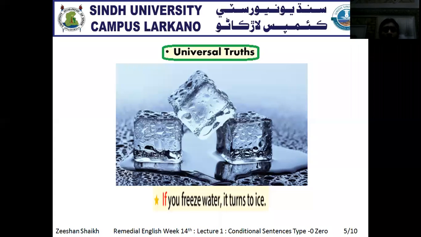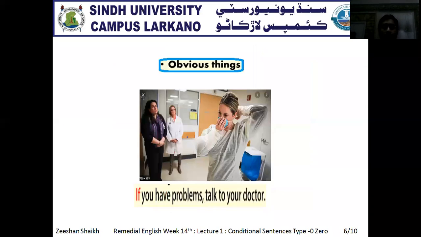Now, why do we call this a universal fact? Because it is given by Allah Subhanahu wa Taala. It is given by the universe. That's why it is known as a universal truth. Clear? Now the second one is the obvious truth or obvious things.